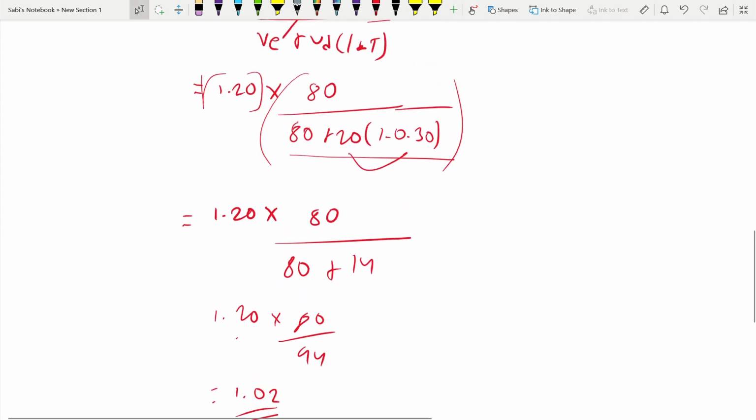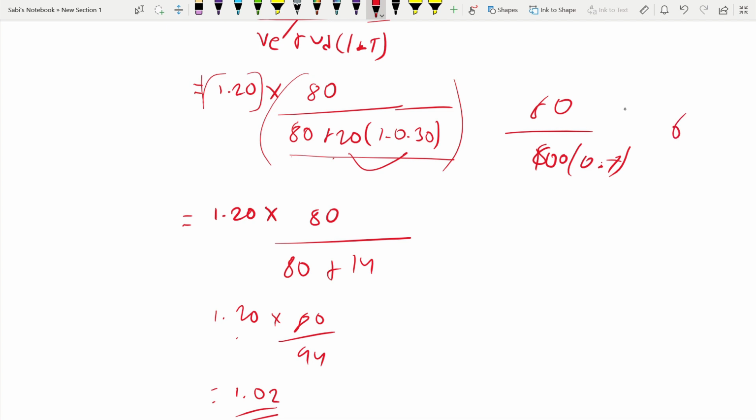Let me tell you the mistakes that students make. Don't do this. They do 80 plus 20, like this: 80 over 80 plus 20 is 100, into 0.7, because 1 minus 0.3 is 0.7. 80 divided by 100 into 0.7 is 70. You see, the numerator becomes even bigger than the denominator. How can it be? Can the numerator be bigger than the denominator? No way. So this is wrong. Don't add first. Always first multiply your debt with the tax, then you add it to equity.